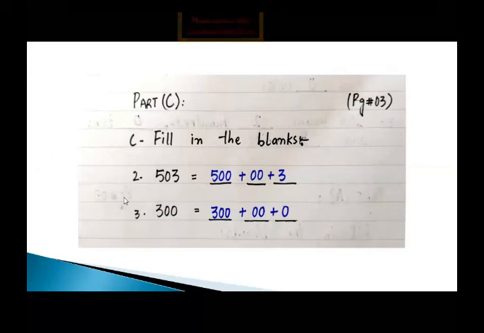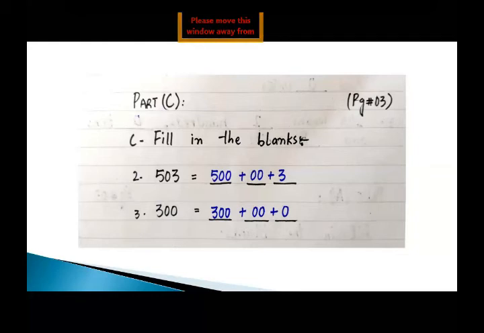Question number 3, 300. So expanded form, first of all, break 300. Here you see 3 comes at the place of hundreds, so you put 2 zeros with 3, and 3 is represented like this. Now 0 at the place of tens, so you put 0 as it is, and 0 at the place of units, also 0. Hope you all understand how to do expanded form.